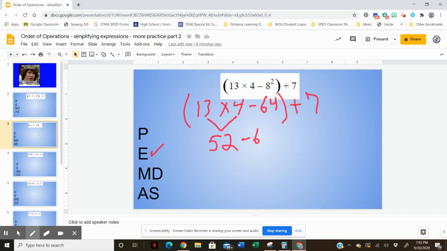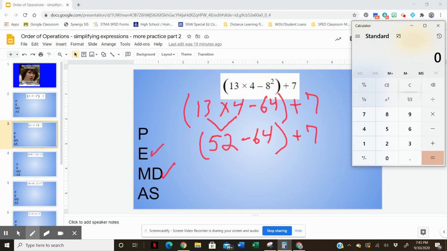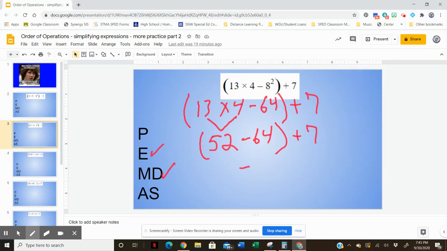Minus 64. And I still need my parentheses, plus 7. I've finished my multiplication and division. Now I'm on to my addition and subtraction inside the parentheses. This one has 52 minus 64. So let's see if we can figure out the answer. 52 minus 64 is a negative 12.